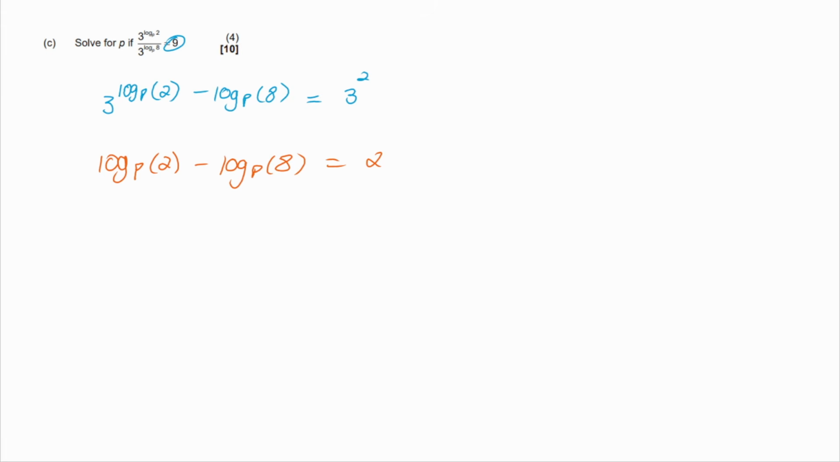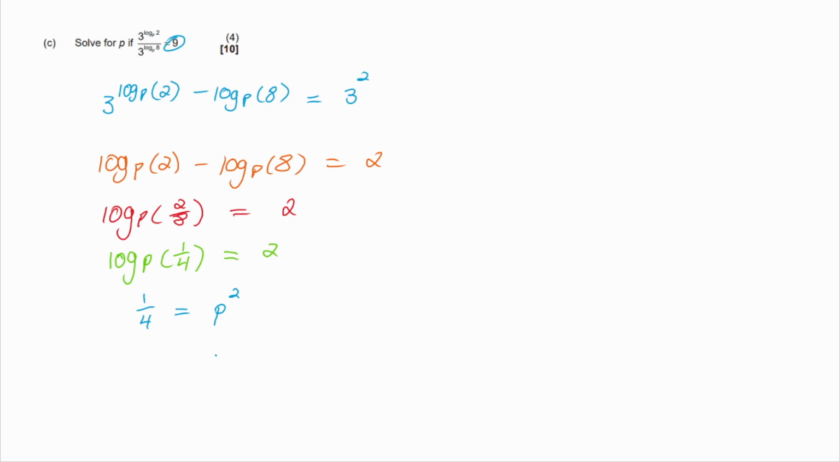This came from the rule 2 log thing that I was showing earlier. So we can rewrite it as a single log like this, which is super important. Obviously 2 over 8 is just 1 over 4. So log_p of 1 over 4 is equal to 2. Now we want to solve for p, so we put everything to base p, and what we get is 1 over 4 is equal to p squared.